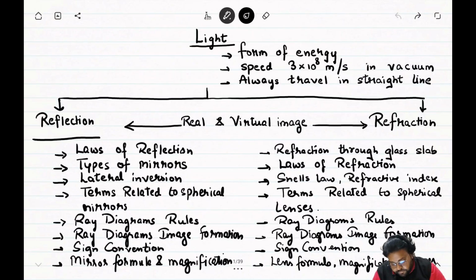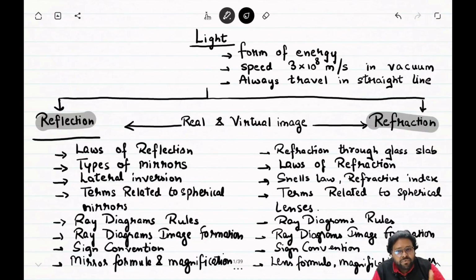Okay, so basically we are going to study two concepts. Reflection means bouncing back of light in the same medium. Light is coming like this, falls on a surface, and reflects back. This phenomenon is reflection. And the second concept is refraction, in which light comes in from one transparent medium, falls on a surface and moves into another transparent medium. For example, light coming from air and entering into the water. That is refraction. So we are going to study two concepts.